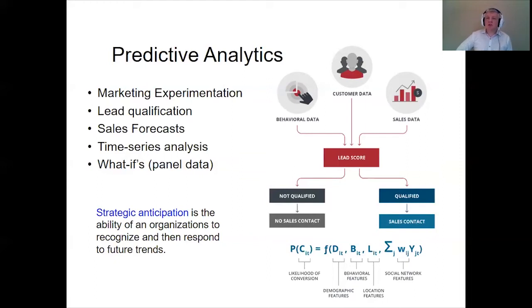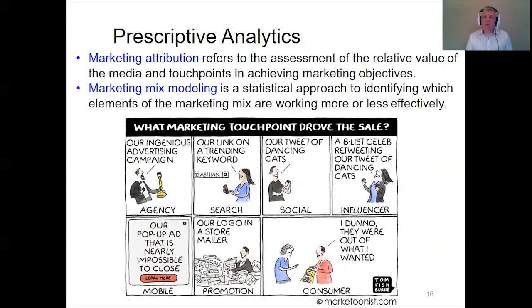Predictive analytics builds on time series analysis and uses panel data and all the econometric modeling to calculate not just what will happen, but what could happen if we made these changes to our marketing mix. Prescriptive analytics is the hardest one.